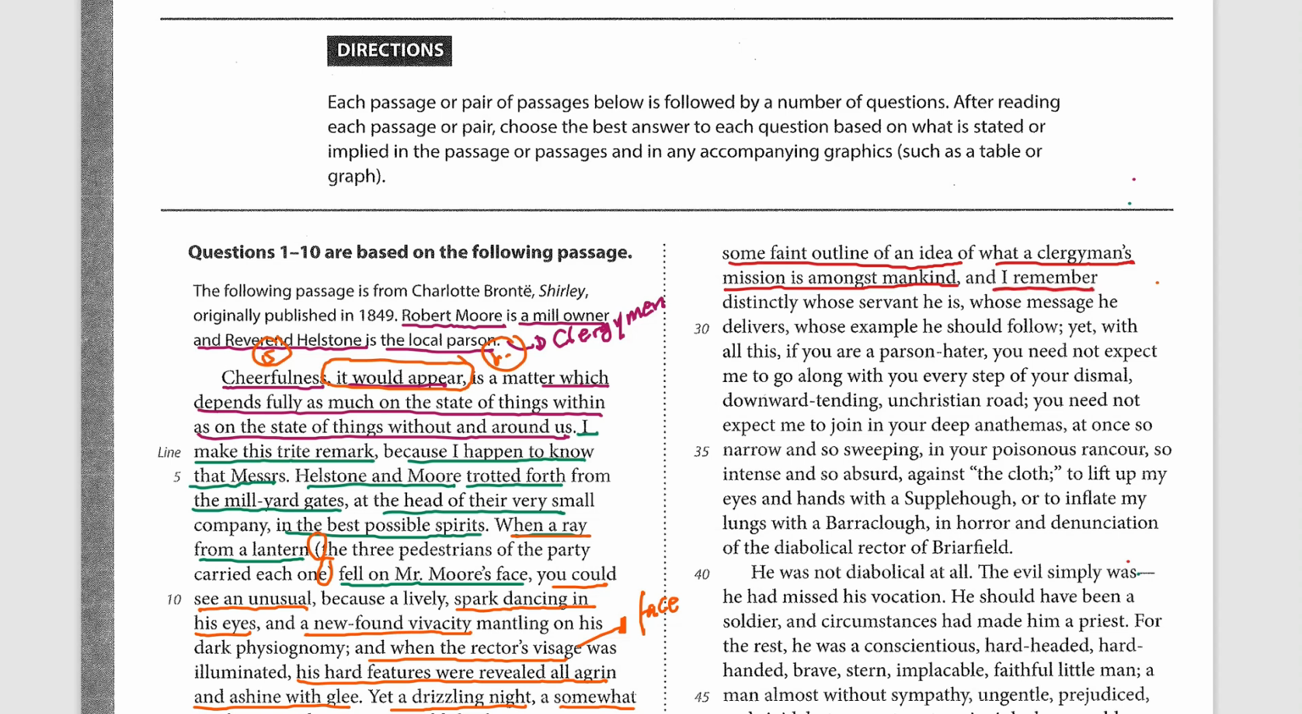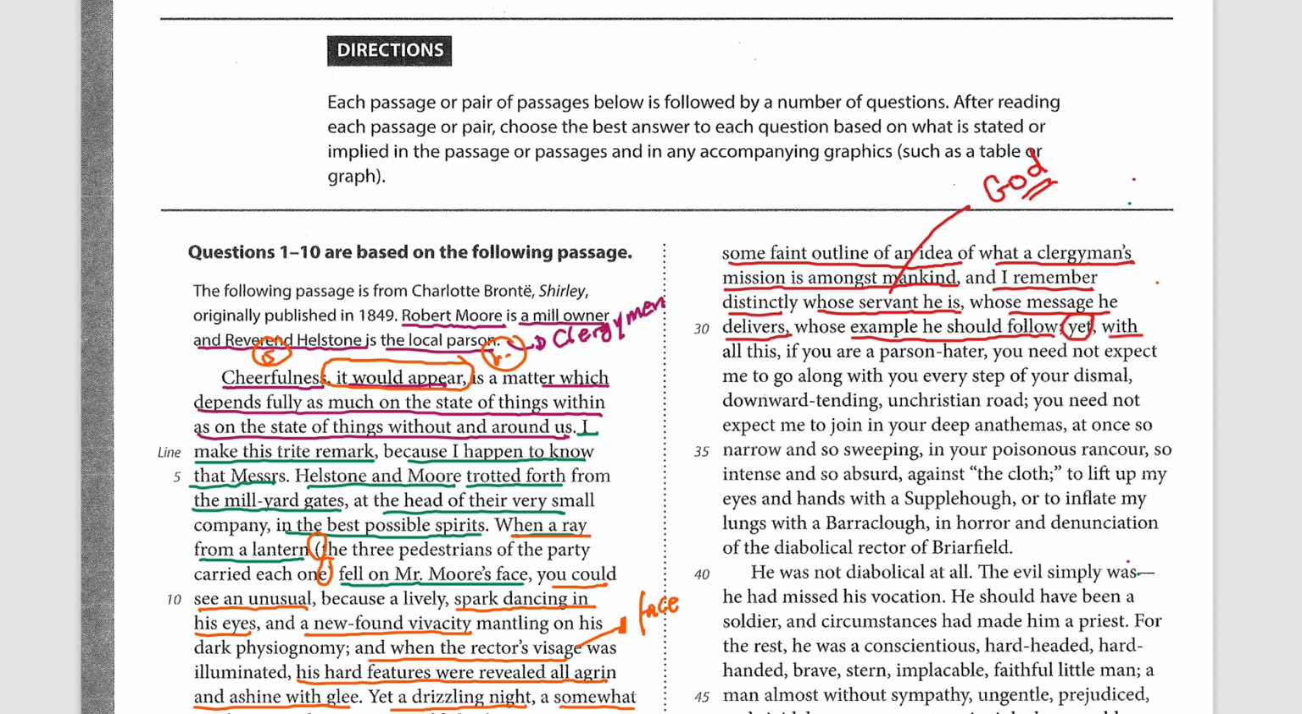And I remember distinctly whose servant he is. I am fully aware and remember whose servant he is. He is the servant of what, guys? He is the servant of God. He is the servant of what? Of God. I know that very well. Whose message he delivers. He conveys the message of God. Whose example he should follow. He should follow in the example of his creator.